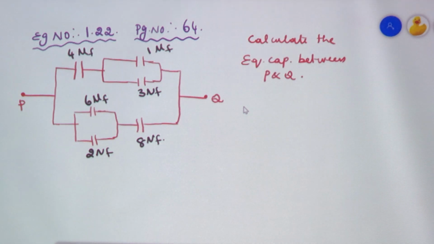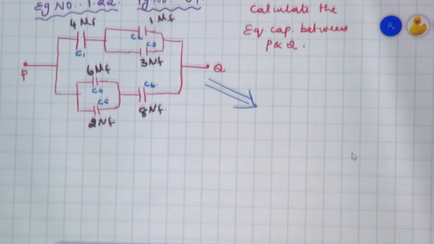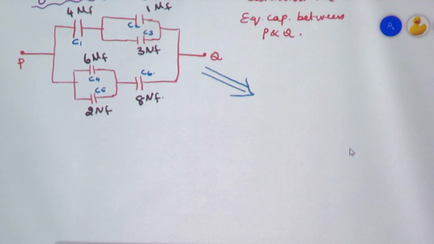So let us solve this problem step by step. First of all, I am naming the capacitors. This one is C1, this one C2, this one is C3, this one C4, this one C5, this one is C6. I am going to simplify this circuit into another one. How to simplify? In order to simplify, I am writing 2 or 3 steps. What is the first step? So step 1, what I am considering.